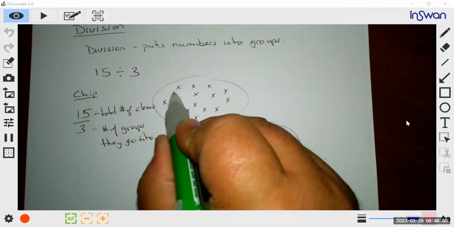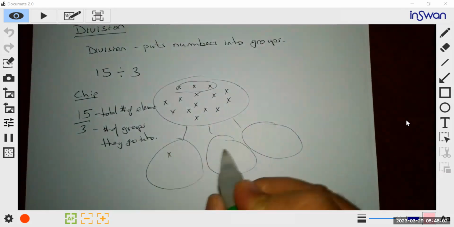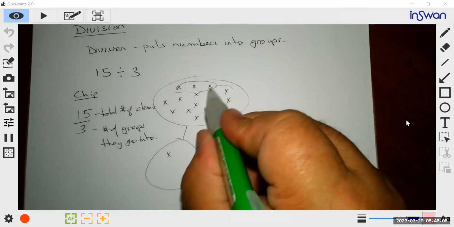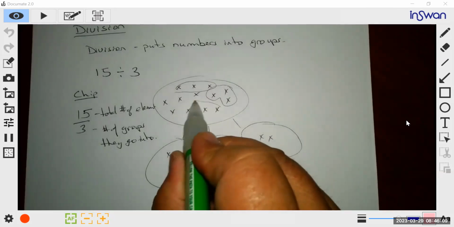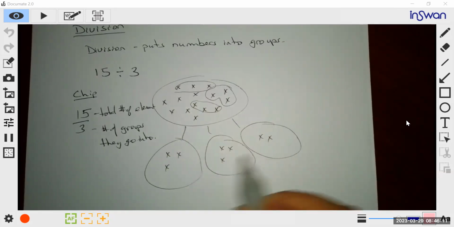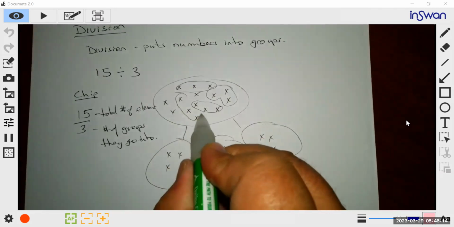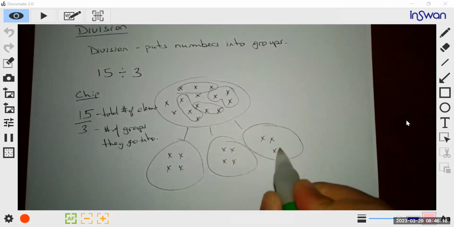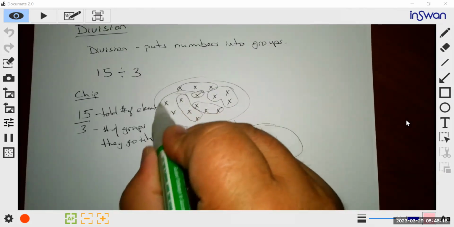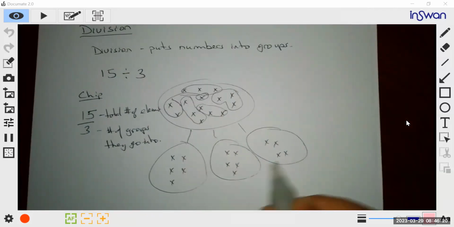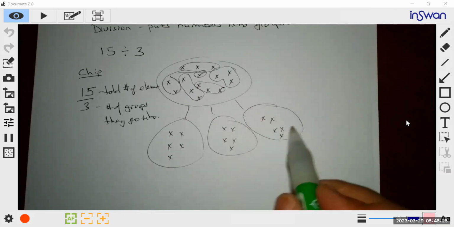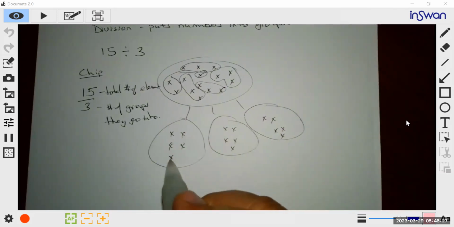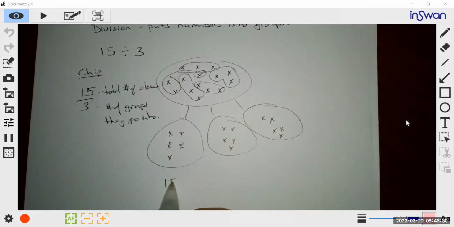So I take the first 3. 1, 2, 3. I take the second 3. 1, 2, 3. And the third 3. Then the fourth 3. And then the fifth 3. That's all of them taken care of. Each group has the same number, 1, 2, 3, 4, 5. So we know that 15 divided by 3 is 5.